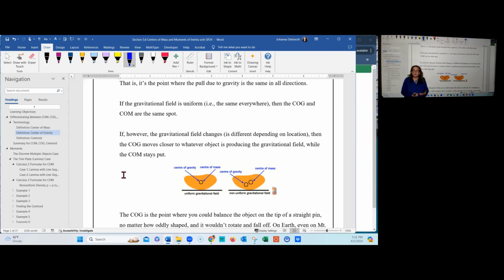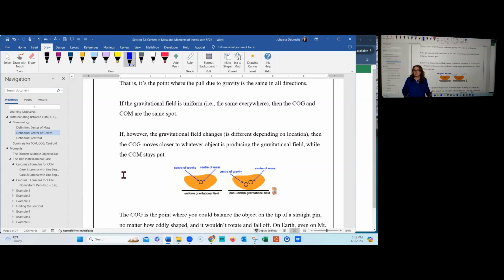It's the average location of all the atoms and molecules. The number of atoms and molecules doesn't change no matter where you are, but the effect of gravity does. So the center of gravity will be very different on Earth than it is on the moon and in the vacuum of space. Again, center of mass and center of gravity are the same if you're in a uniform gravitational field.